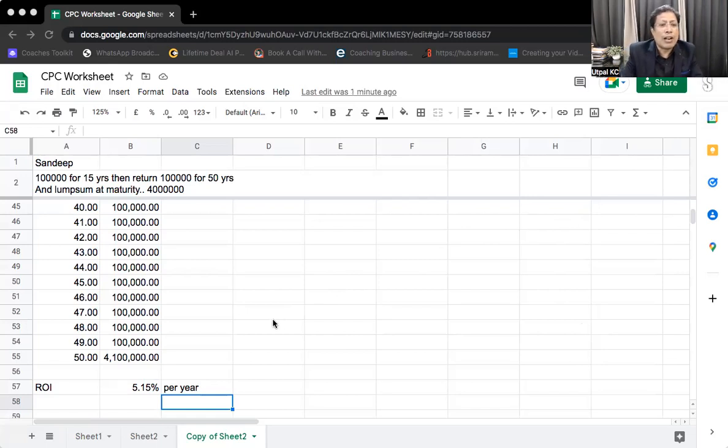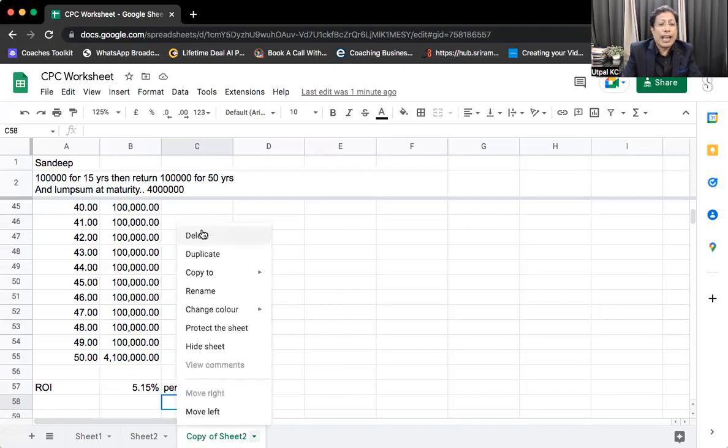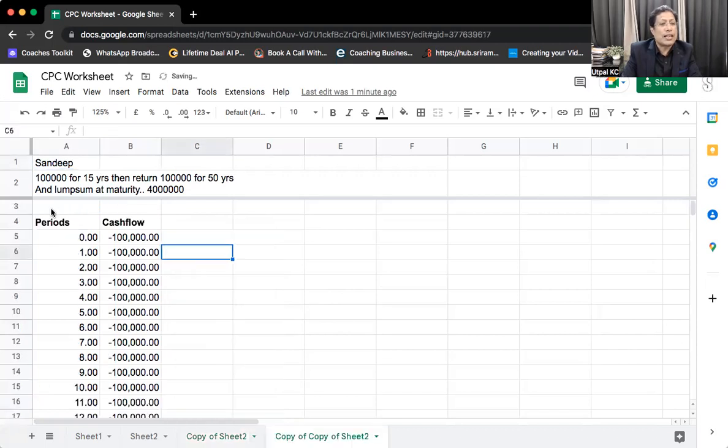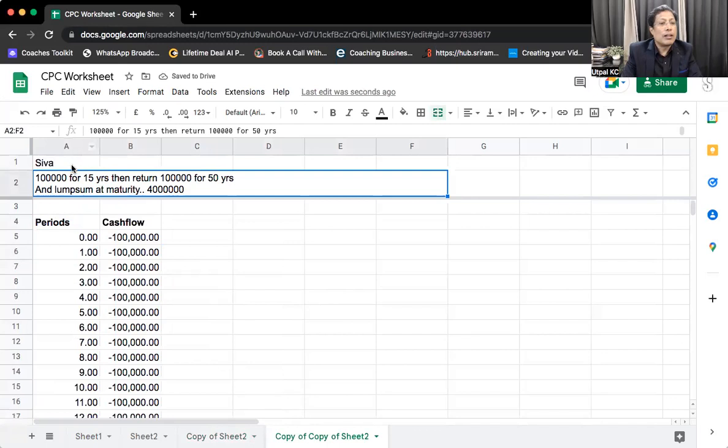Okay, I want 10 crores after 25 years. How much do I need to invest? Mr. Siva Teja, are you there with me? Okay, you are there. Now it is a very simple question. Tomorrow we are going to discuss it, but still, since you have asked me, I'm going to answer it.